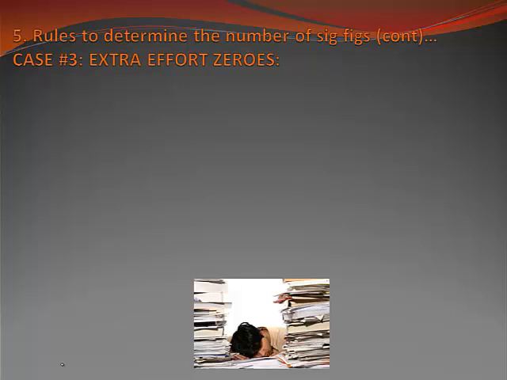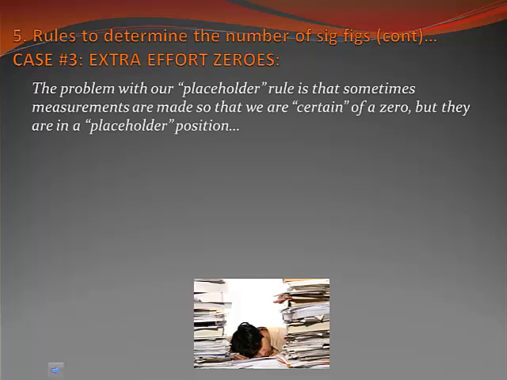The last particular kind of zero that I'm going to talk about is what I call an extra effort zero. Sometimes you make a measurement of 5,000 grams, and it's not just 5,000-ish. You put in a lot of extra effort to make that very, very precisely measured. And so you might end up having some of those zeros needing to be significant.